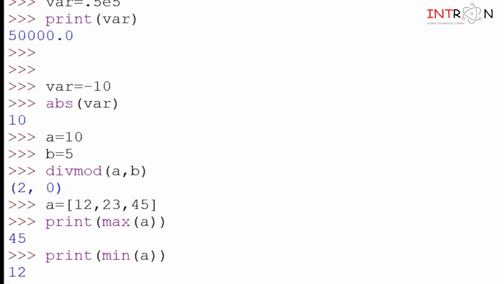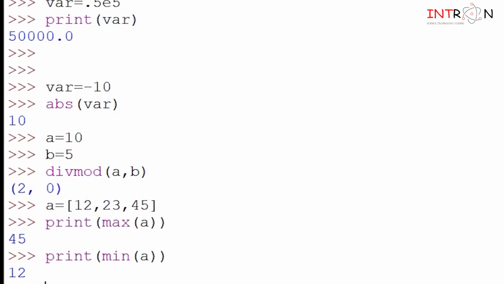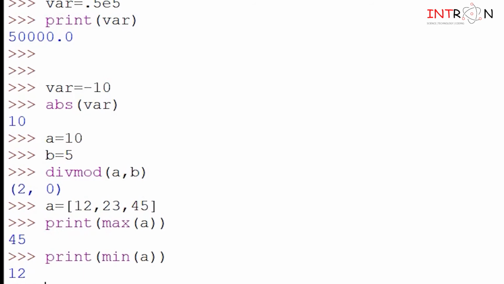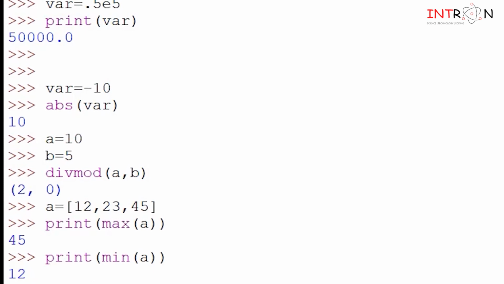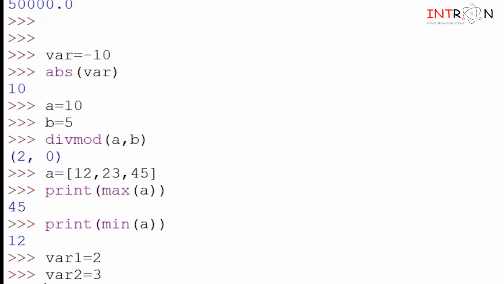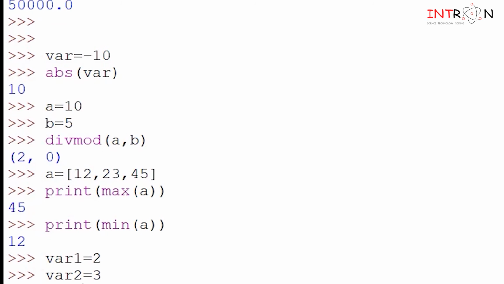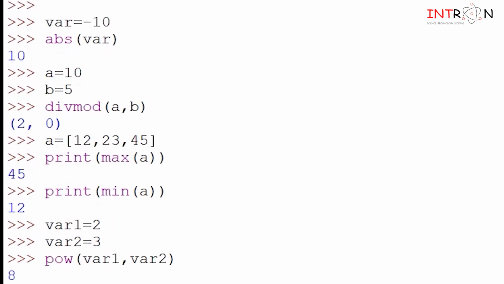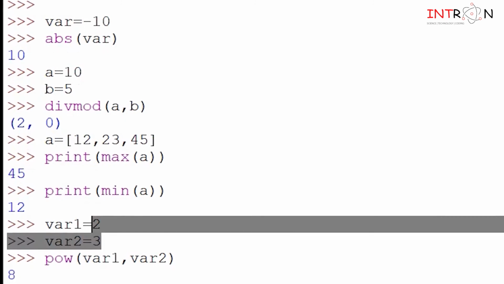Next is the power function we can use. So the power function is used to find the exponent. So first let's see how we can find the exponent using the power function, where var1 we will take as 2, var2 we will take as 3. Now let's find the exponent of this. We can directly use the power function of var1 comma var2, and here is our output: 2 to the power 3, we have got as 8.